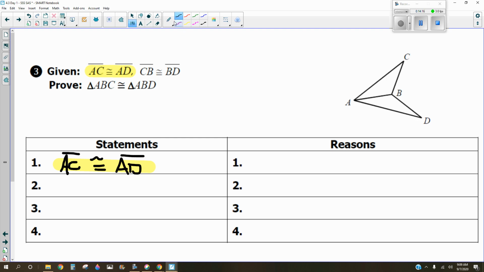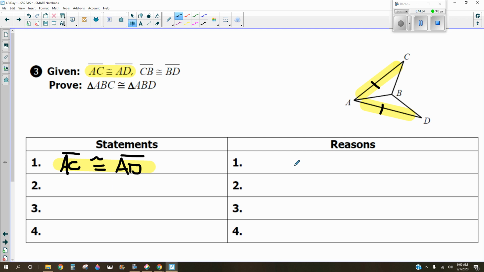Then I'm going to color it on my picture. Okay, so I'm going to grab a highlighter. AC is the same as AD. So these two are congruent to each other. So I can highlight them, or I can put a little mark on them. Those two are the same.